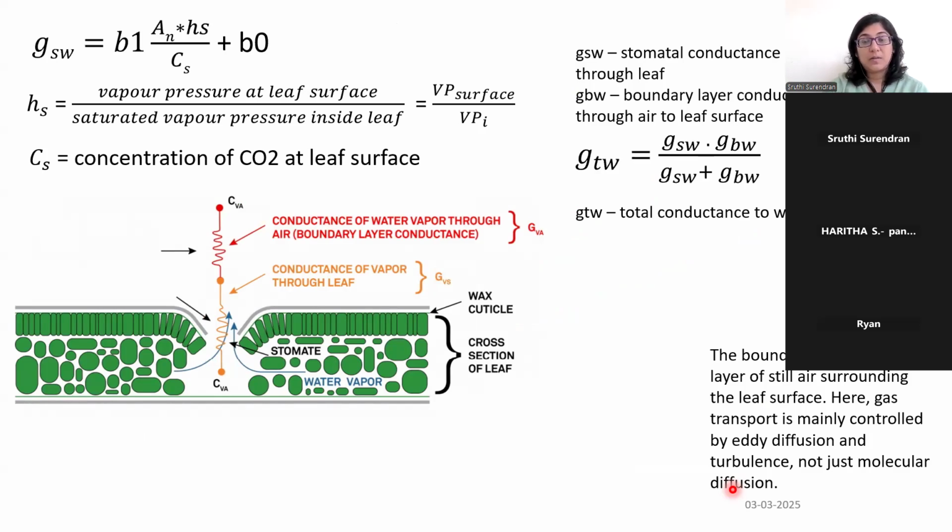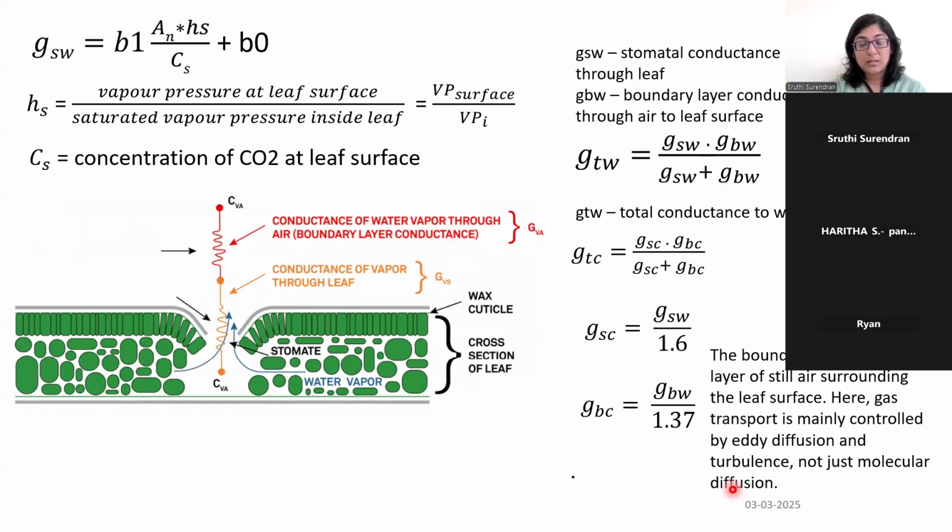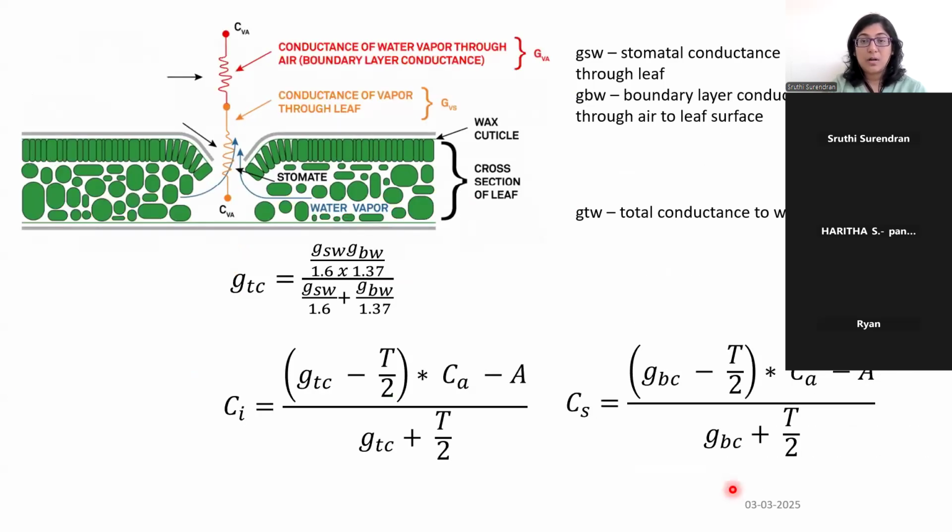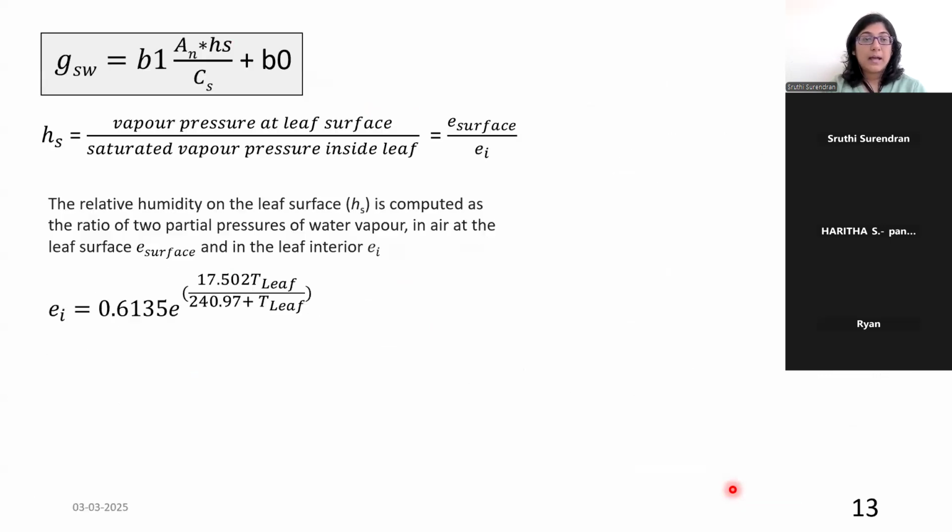Then we looked at stomatal conductance and its extension to the boundary layer conductance, and the relation between the total conductance, boundary layer conductance, and stomatal conductance for both carbon dioxide as well as for water. We also looked into two formulas that are used to estimate the concentration of carbon dioxide inside the leaf as well as on the surface of the leaf with the help of the total conductance. And we understand that the relative humidity on the surface of the leaf is not the actual condition in the atmosphere, but the ratio of the vapor pressure on the surface of the leaf to the vapor pressure inside the leaf.